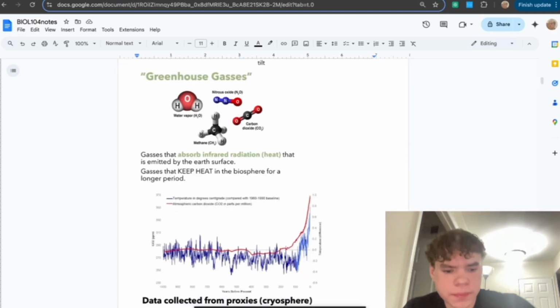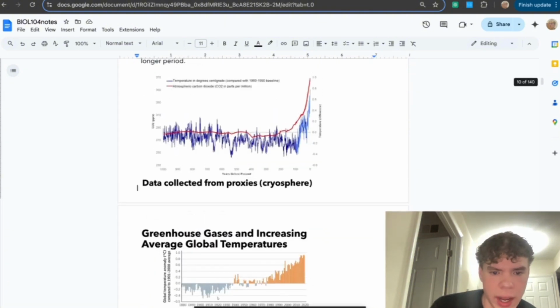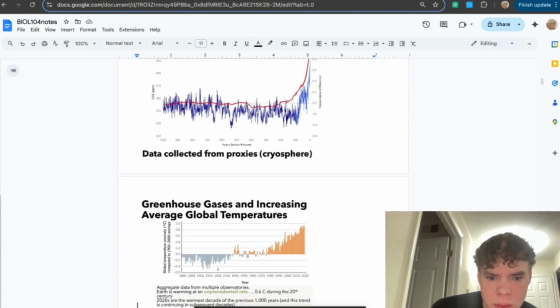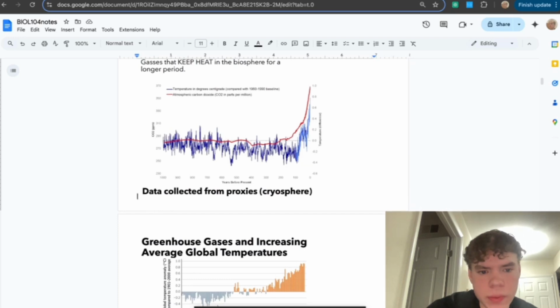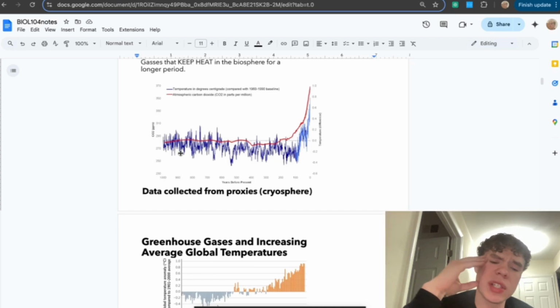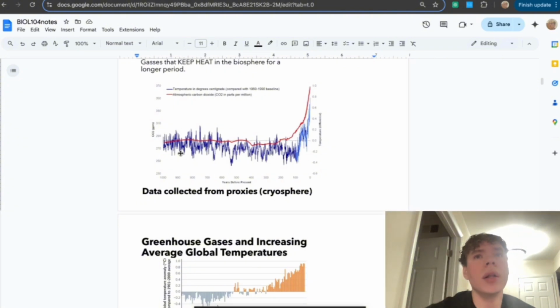Greenhouse gases. This basically just shows how CO2 concentrations have increased over the past couple hundreds of years. So we look at years before present zero. Today, our CO2 concentration is around 350 versus 1,000 years ago, it was around 280. So climate change is definitely real. There's a lot more CO2 in the atmosphere because of the Earth's greenhouse effect, which you typically learn about in middle school.